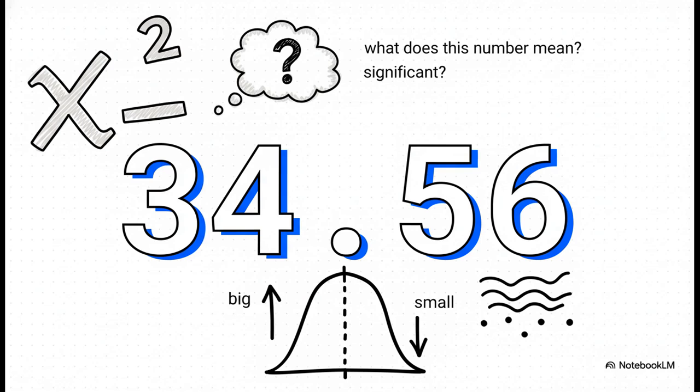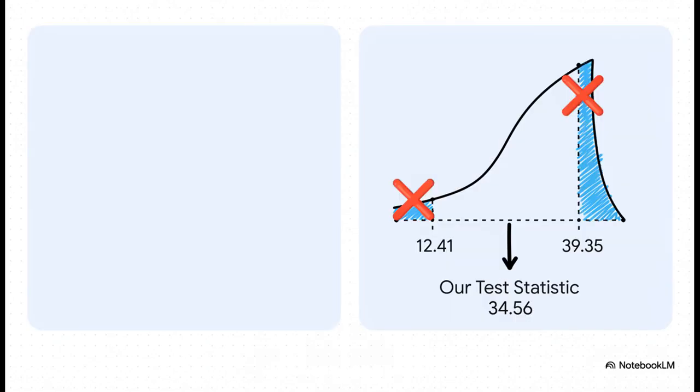Okay, great, we have a number. But so what? What does 34.56 actually tell us? Is that a big number, a small number? Does it mean we should be worried? This is where we figure it out. We compare our number to what we call the rejection region. These are the critical values we get from a chi-square table. For our specific test, the alarm bells would go off if our number was smaller than 12.41 or bigger than 39.35. But look at our result, 34.56. It falls right in between those two. It's in the safe zone.